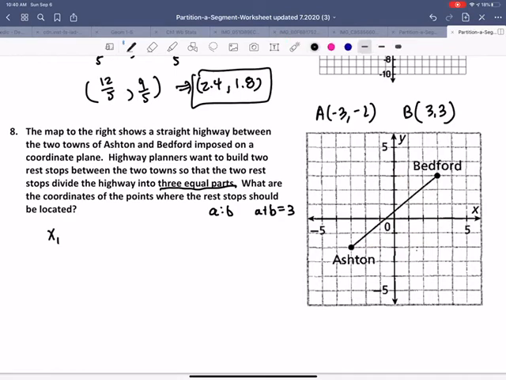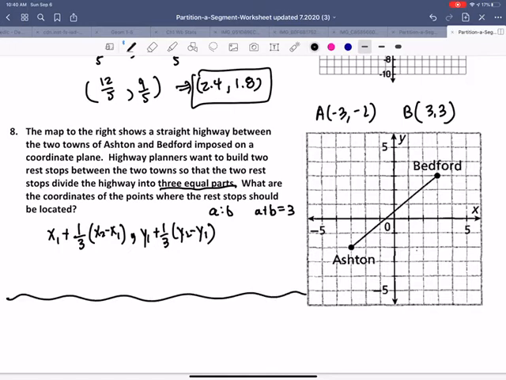Okay, so let's find the first one. We only want the first rest stop. We just want to go 1/3 of the way there and then subtract. Find the distance between the x values. 1/3 of the way there. Find the distance between the 2 y values. The second one, we want to go not 1/3 of the way there, but 2/3 of the way there. So it's pretty much the same problem, but we want to go 2/3 of the way there. 2/3.